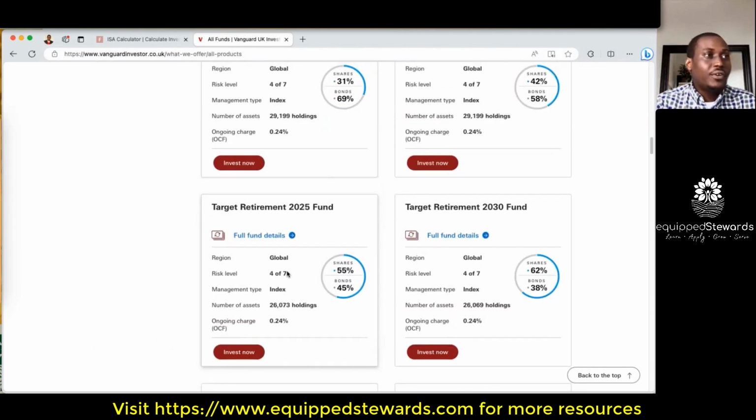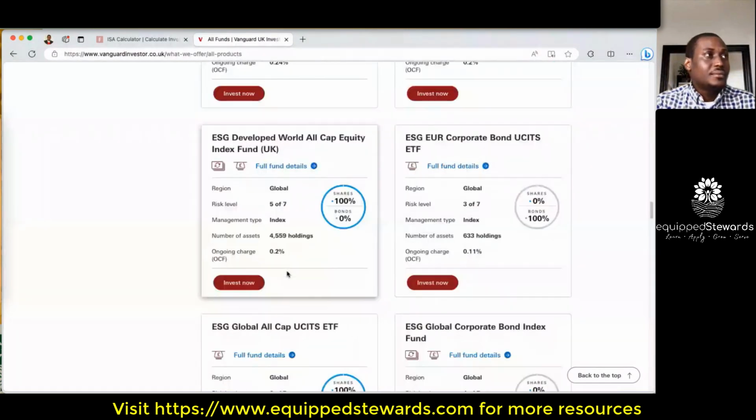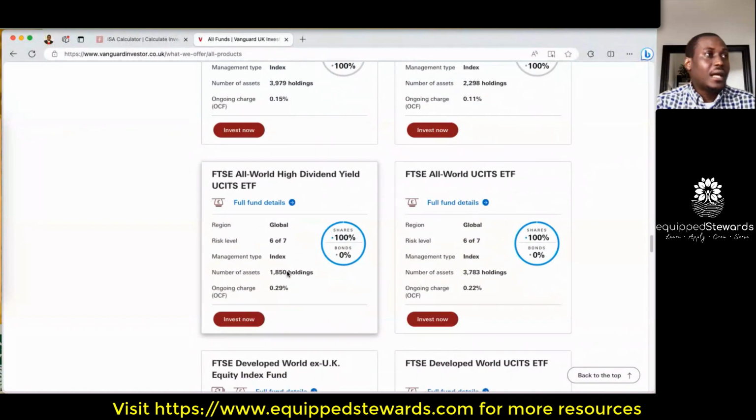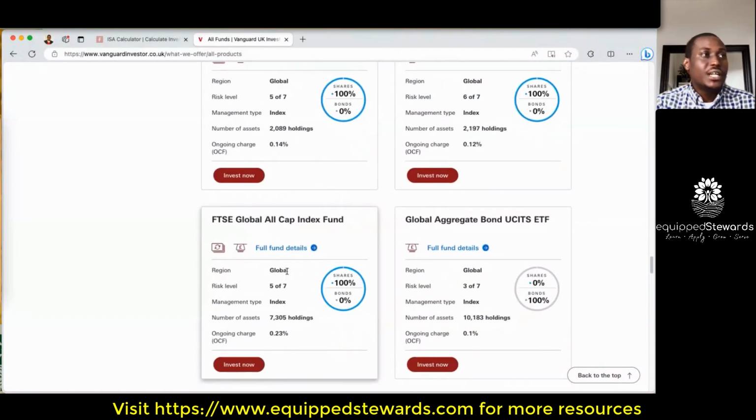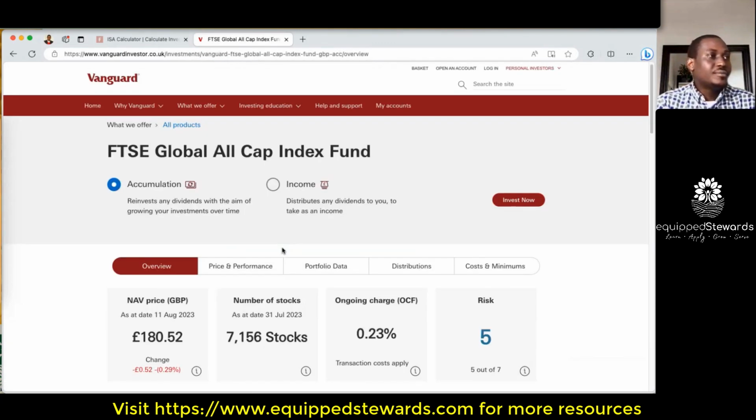Now, one fund that is very popular for global investors is here the FTSE Global All Cap Index Fund. This fund is 100% equity, and it invests all over the world. So for you to know more about the fund, you can click on funds. So here it shows you the type of funds that it is. Again, this is something that we mentioned. When you invest in a fund, it asks you, do you want to reinvest the dividend, which we said is the best option, or you want the dividend to be paid to you as income?